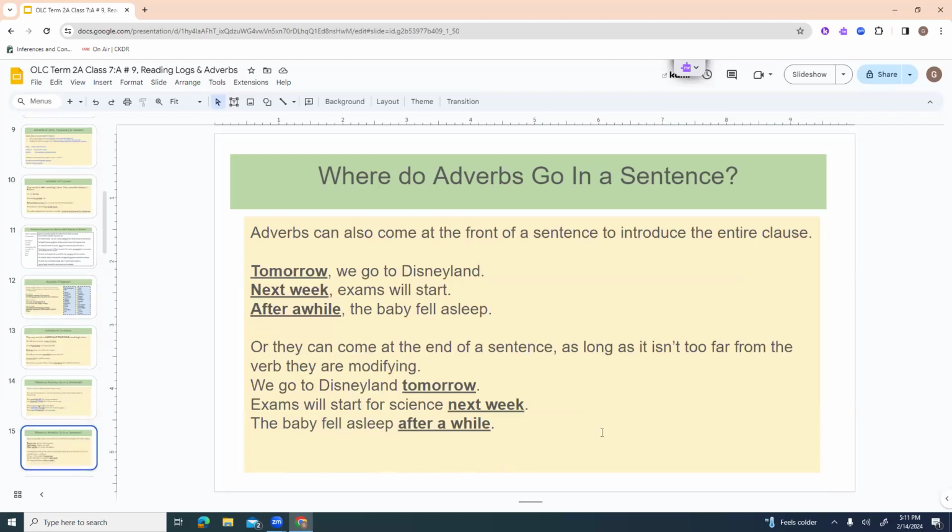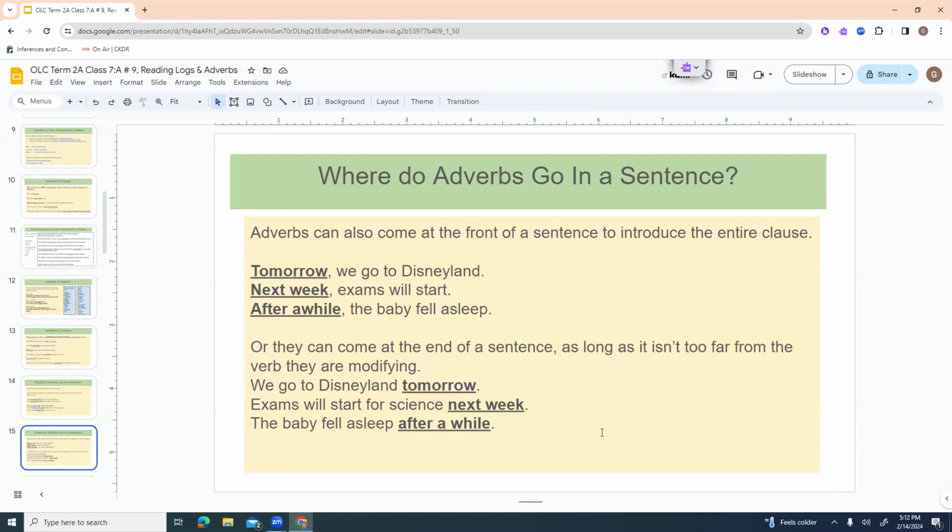Adverbs can also come at the front of a sentence to introduce the entire clause. Sometimes we do that in order to emphasize the time element, or to clarify that it applies to the entire sentence, not just the verb. So, tomorrow we go to Disneyland. Tomorrow's modifying the entire sentence. Next week, exams will start. After a while, the baby fell asleep.